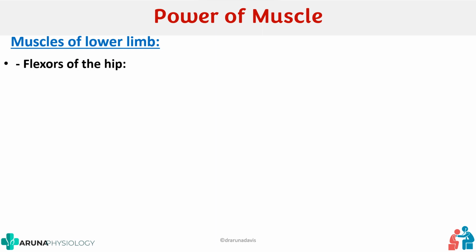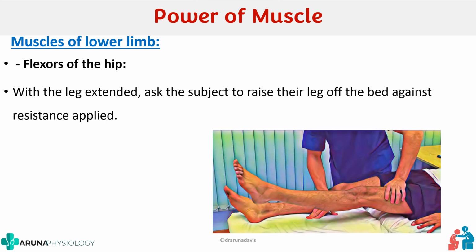Next, we've got the flexors of the hip joint. So it is going to be opposite of what we did before, right? So here, with the limb extended, you ask the subject to raise their leg off the bed against resistance. So here you ask the subject to raise the leg while you apply resistance. You are trying to push the leg back to the bed, but the subject is going to raise it against it. Okay, so that is how we'll test for flexors of the hip. So always try to recollect how we did flexors of the knee, extensors of the knee, extensors of the hip, and flexors of the hip. Okay, so don't get confused with these tests.